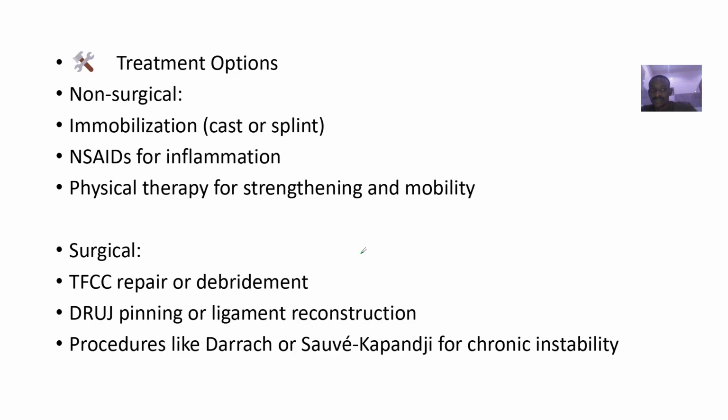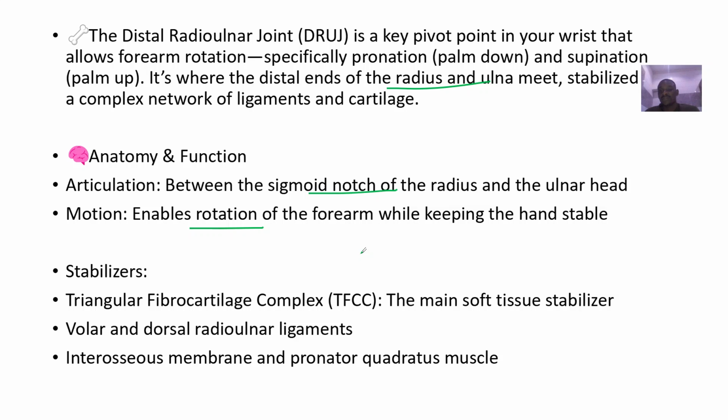So treatment. Non-surgical, like they can cast the place, not move it for some while, just for the place to heal. If there's inflammation, you use non-steroidal anti-inflammatory drugs. Then physical therapy. Then surgical options for any other thing that is basically out of hand. So that's just it about the distal radioulnar joint.